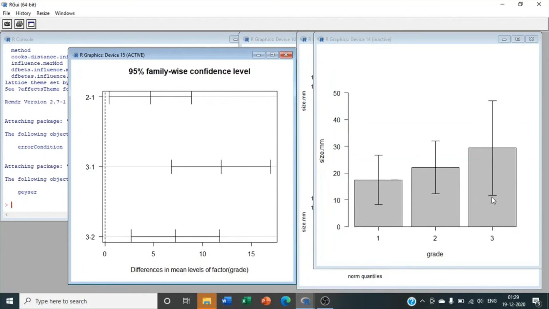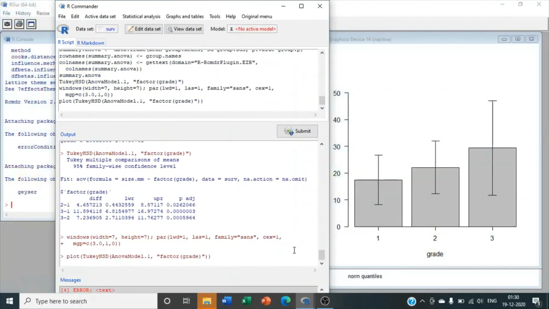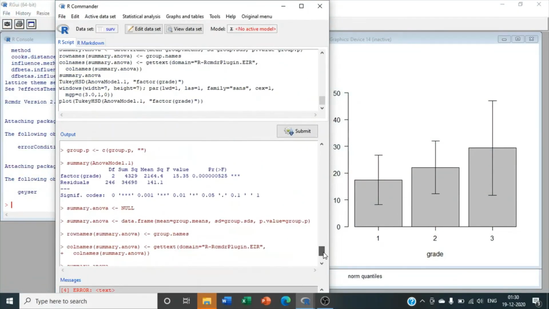This is the graph which shows that this is the mean of grade 1, this is around 18 mm, with the standard deviation, the mean of grade 2, that is just above 20 mm, the mean of grade 3, that is quite close to 30 mm over there. We see that there's a clear-cut difference in size, and on seeing the output, we see that the results of the ANOVA are highly significant.